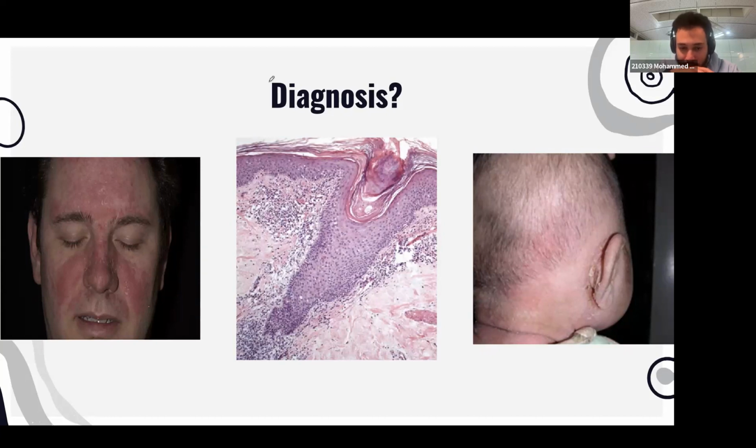Seborrheic dermatitis. Perfect. What do you see on histology? Other than the plug, what's happening with it? Look at the thickness here, and then look at the thickness here. Huge. So we'll call that acanthosis. This is a clear picture of acanthosis.